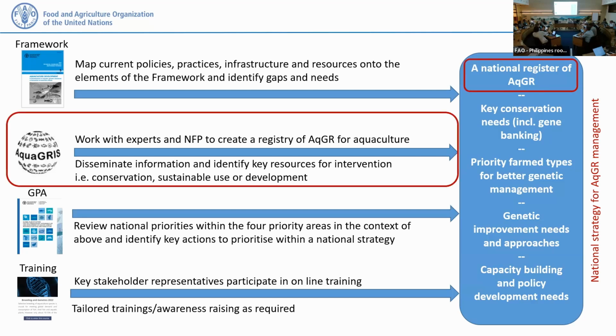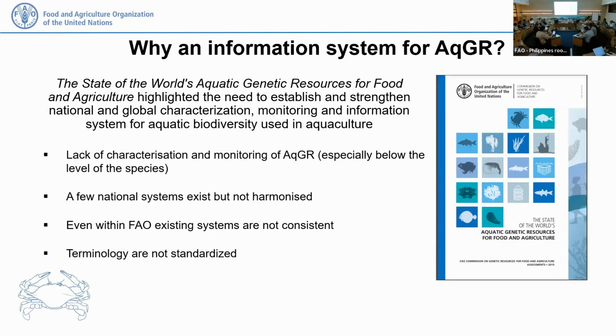But I'm talking today about AquaGRIS, and the principal function of AquaGRIS is to help countries to build national registries of aquatic genetic resources. So why do we need an information system for aquatic genetic resources? I've talked already about the fact that the State of the World report, the global assessment in 2019, identified the need to establish and strengthen national and global characterization, monitoring and information systems for aquatic biodiversity use in aquaculture.